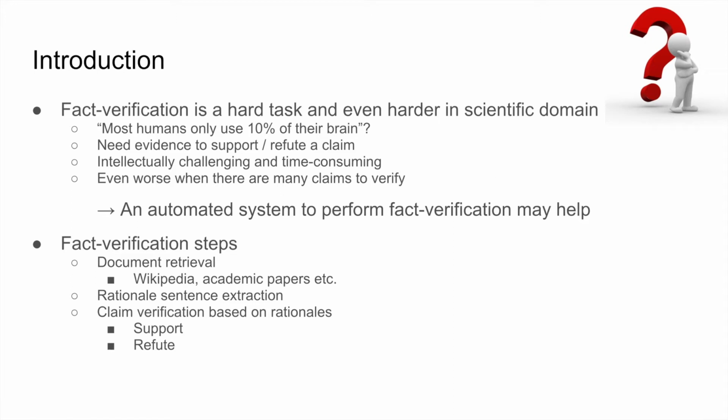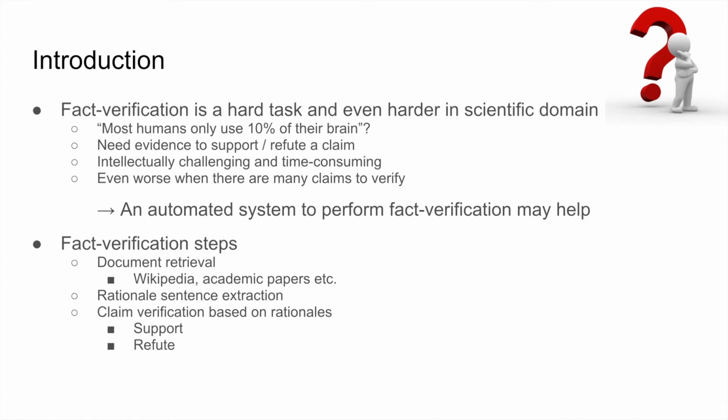As we know, fact verification is a hard task, and it gets even harder in the scientific domain. For example, given a claim saying most humans only use 10% of the brain, how do we verify this claim? We certainly need evidence to support or refute the claim. However, this process is intellectually challenging and time-consuming because it requires domain knowledge. This problem gets even worse when we have a lot of claims to verify.